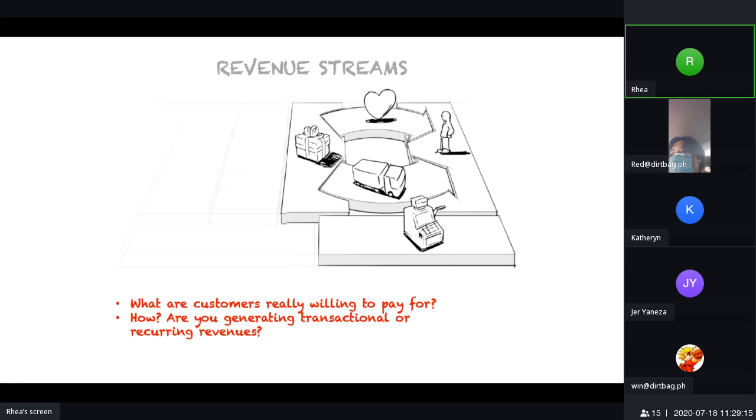Okay, now the important thing is what we call the revenue stream. So we are going to answer the following questions. What are customers really willing to pay for? And how are you generating transactional or recurring revenues?